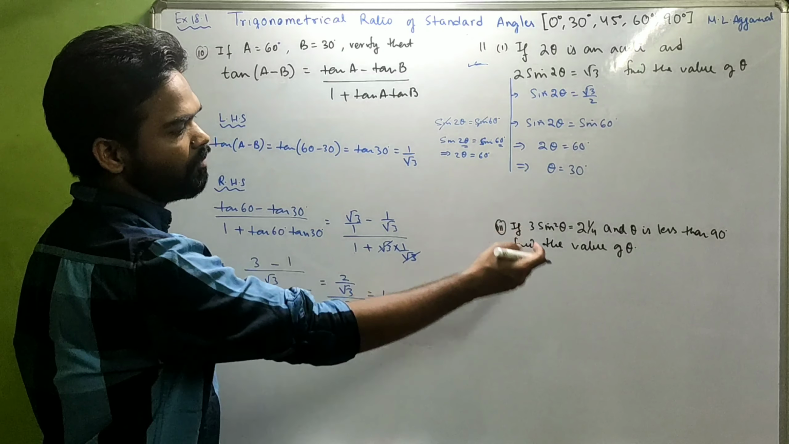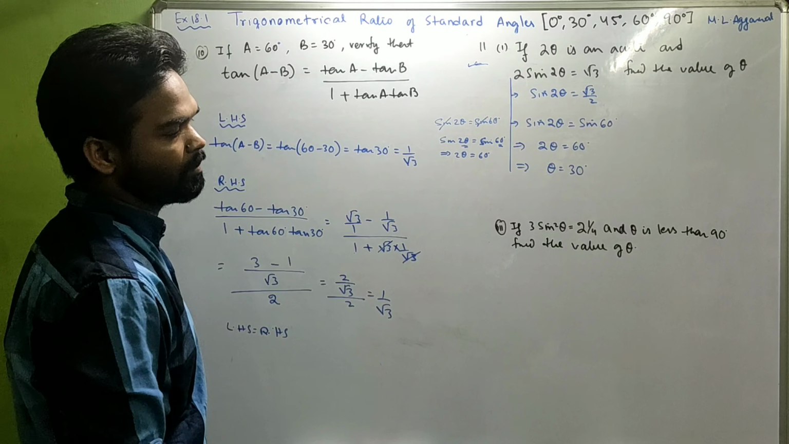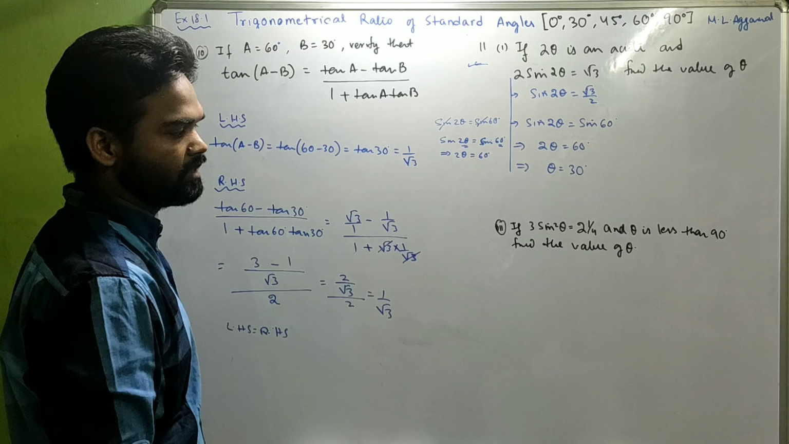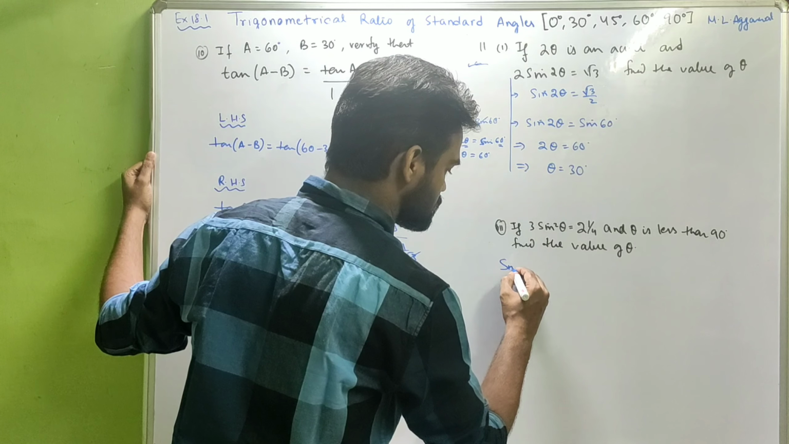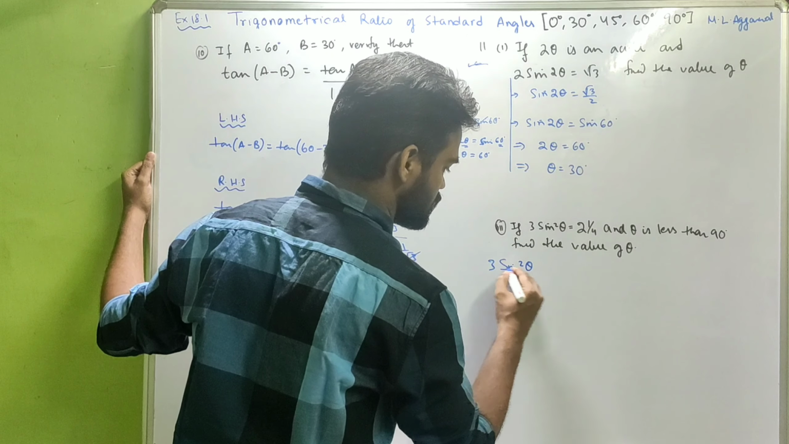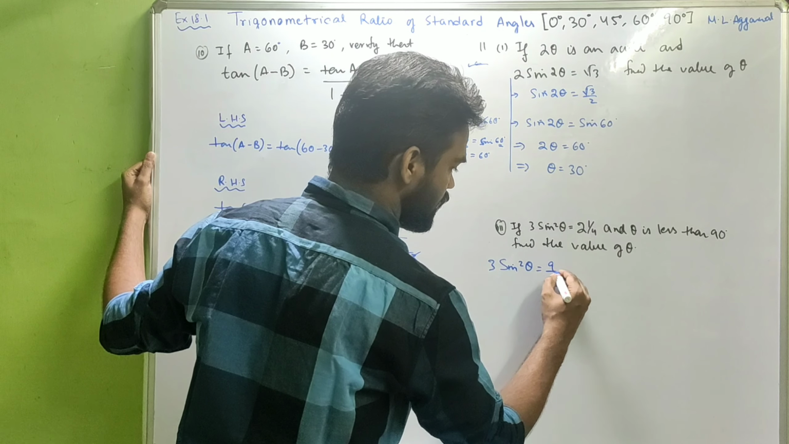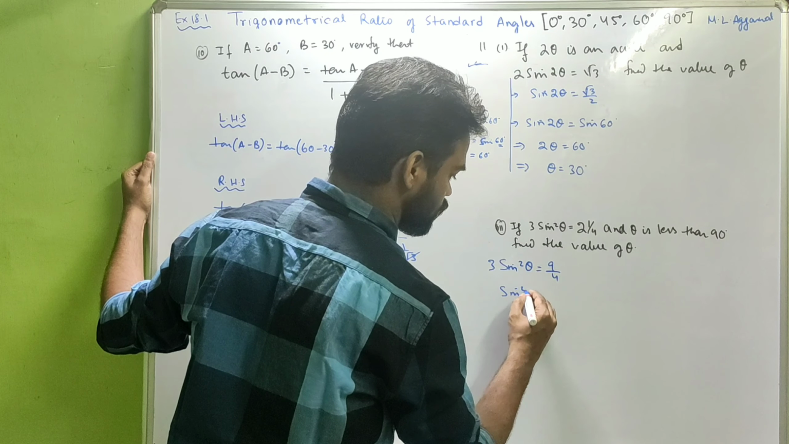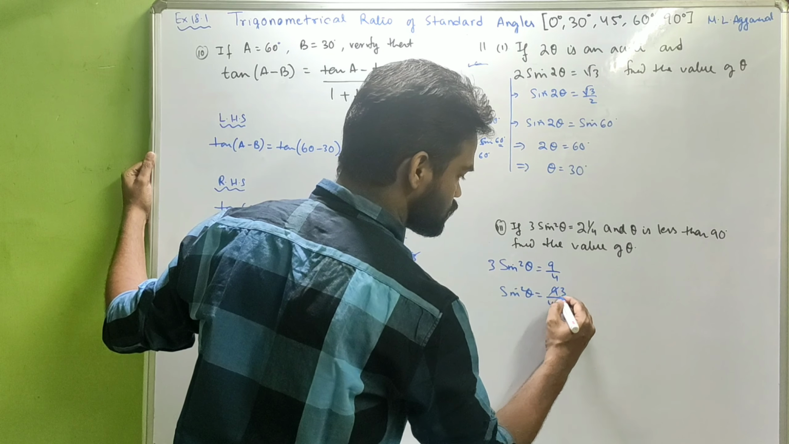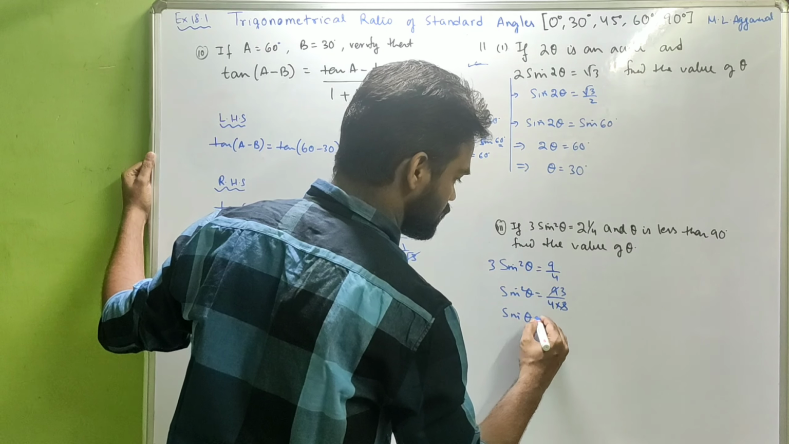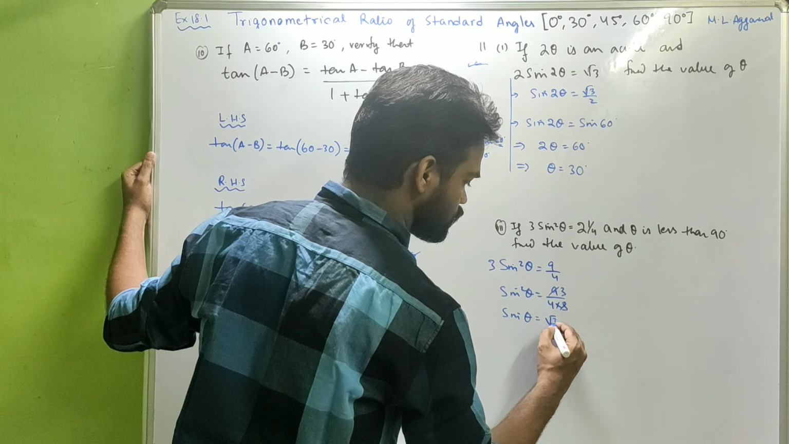Done. Same over here: 3 sine square theta equals 2 1 by 4, and theta is less than 90. Find the value of theta. Very easy. Look, 3 sine square theta is 9 by 4, which means sine square theta is 9 by 4 into 1 by 3. That's 3 by 4. So sine theta is root 3 by 2.